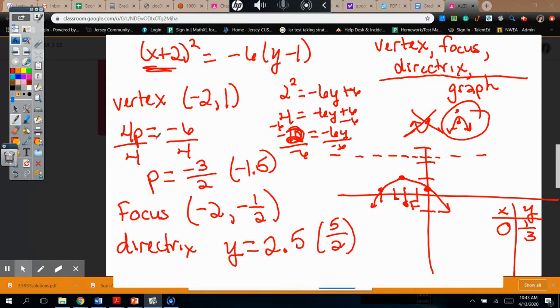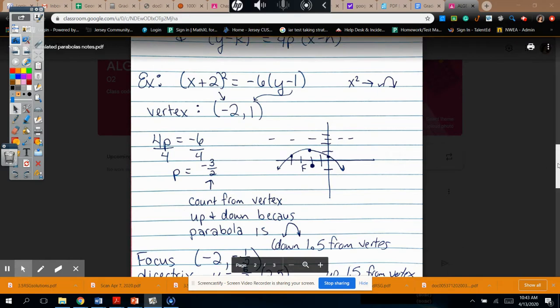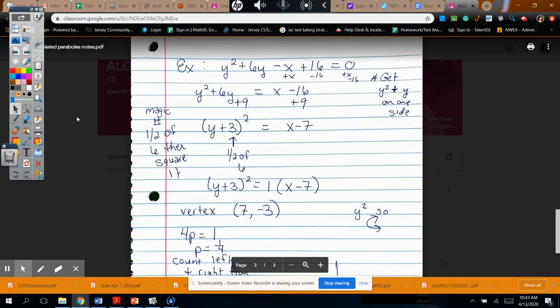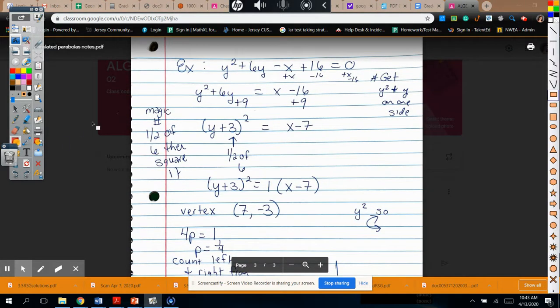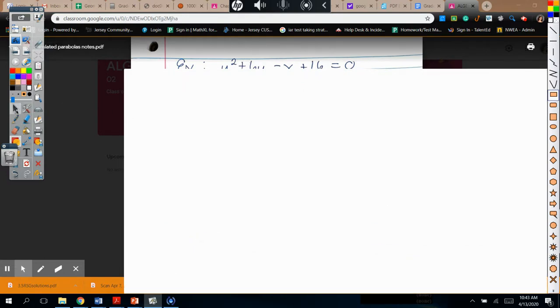Okay, so that's what it looks like, and it is tricky, but if you find the vertex first, that's what you're going to do. Now, that one was already ready to go. This is where it gets a little bit weird, and we're going to have to do this completing the square stuff. Okay, this is where those steps are going to fall in that I wrote out for you.